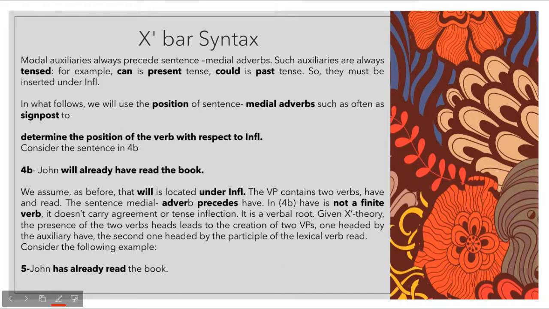Modal auxiliaries always precede sentence medial adverbs. Such auxiliaries are always tensed. For example, can is present tense, could is past tense. So they must be inserted under anfal.